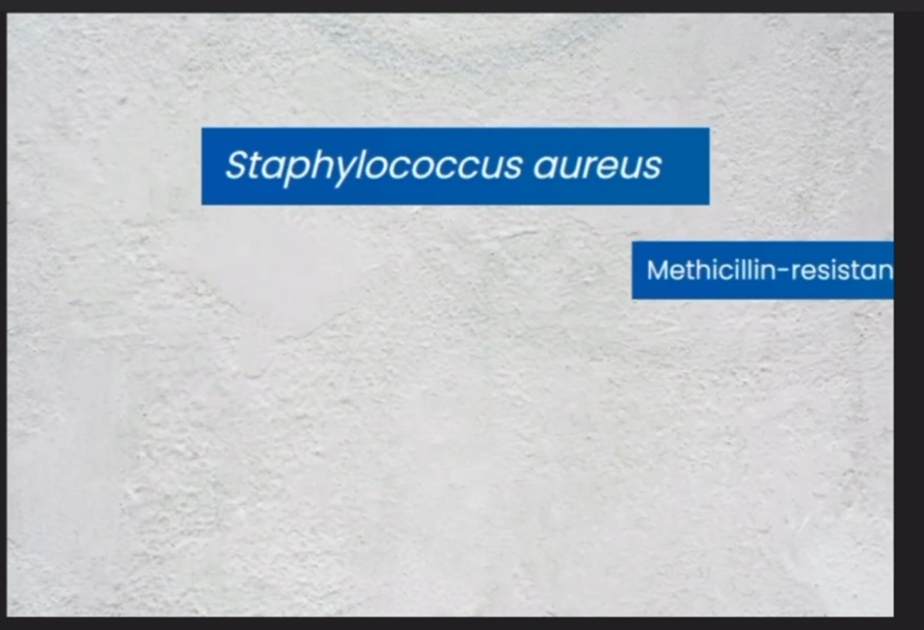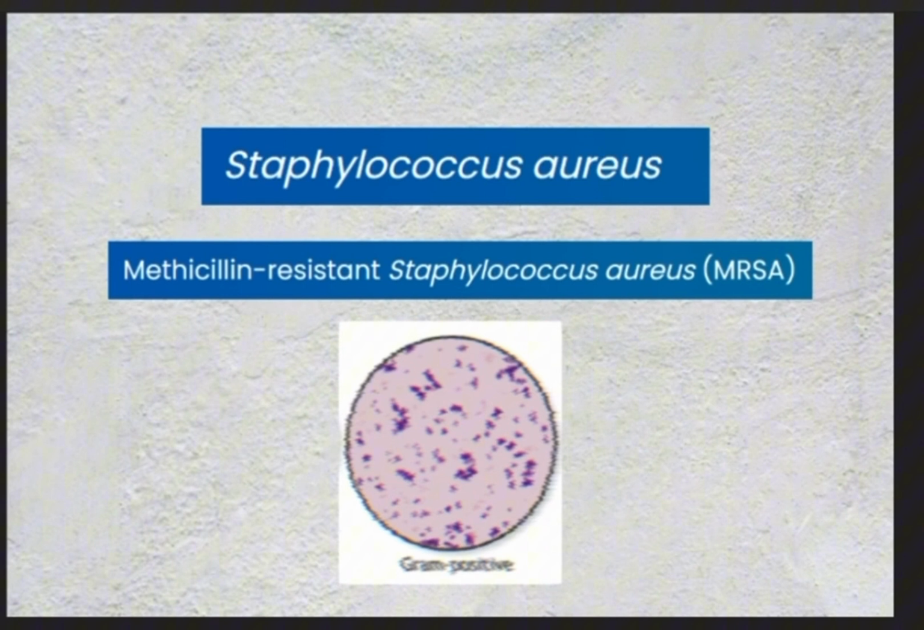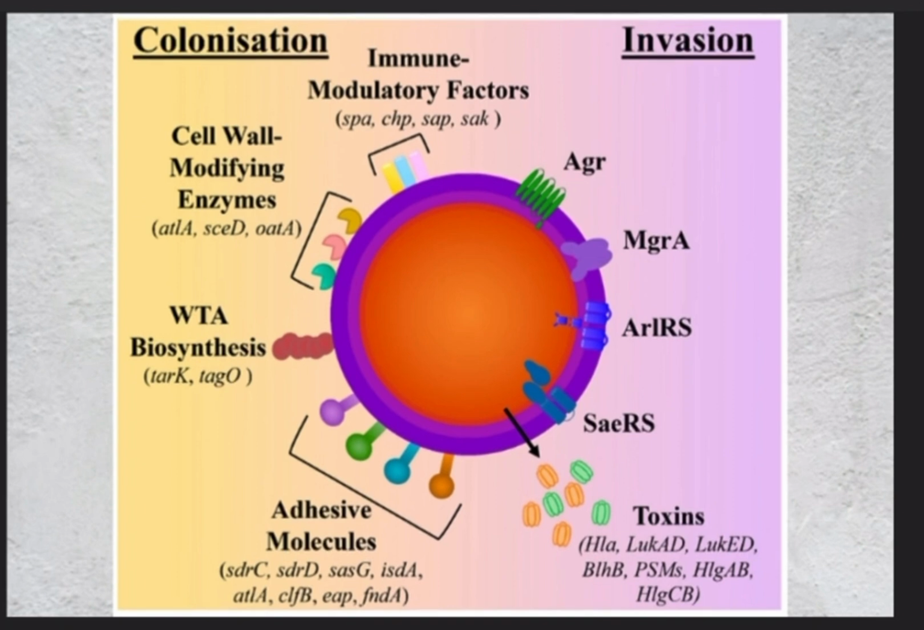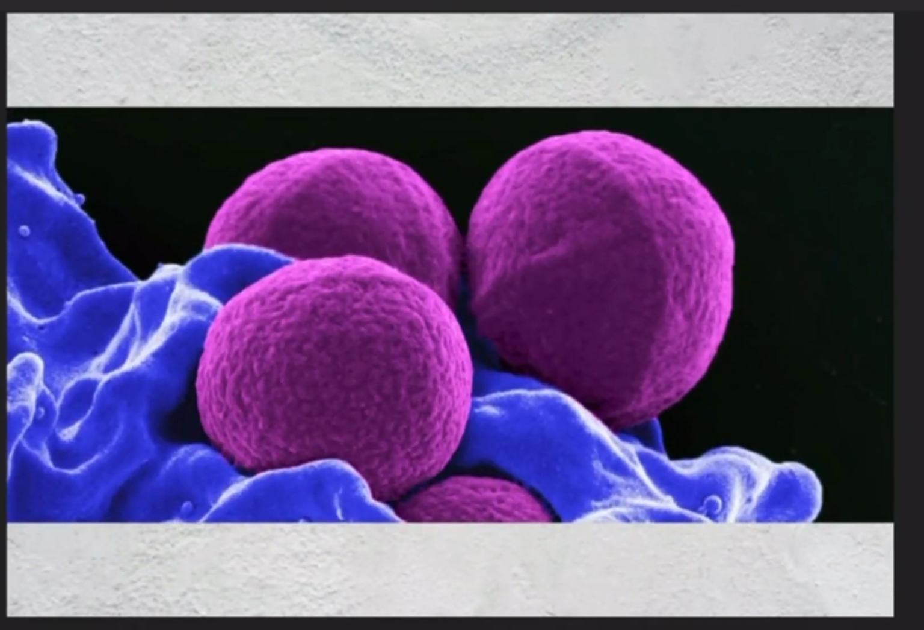Both S. aureus and MRSA are gram-positive cocci, meaning they appear purple under a microscope due to their thick cell wall made of peptidoglycan. They share surface proteins that help them adhere to host tissues and enzymes that allow them to invade and evade the immune system. The main difference is that MRSA has a genetic adaptation that allows it to resist methicillin.